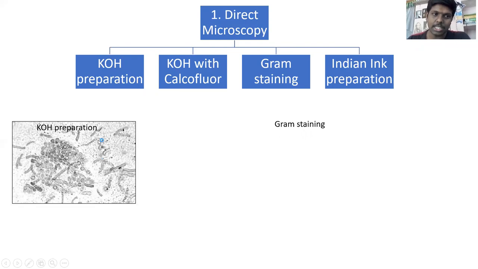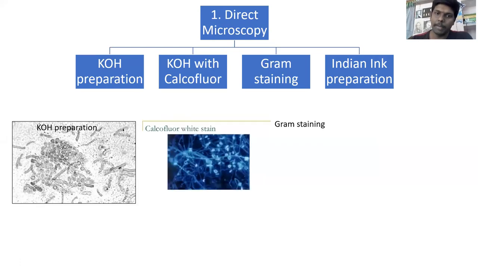But in KOH, there is a problem. Sometimes the fungal hyphae are transparent, and we cannot see the fungal samples because they are transparent in nature. That is why we have a modified KOH preparation, which is KOH with calcofluor. What is calcofluor? It is a bright substance that gives a greenish color to the fungus. It will bind with the fungus and give a green color under a UV microscope. So with KOH and calcofluor, the fungal samples will be bright and we can visualize them easily under the microscope.